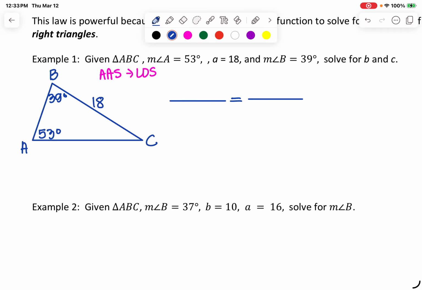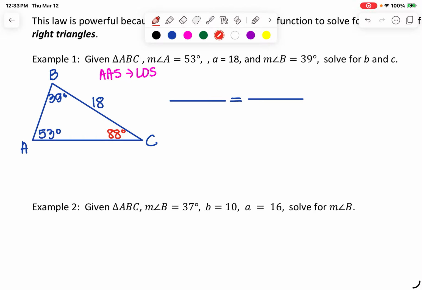All right, so first thing I'm going to do is find the missing angle in the triangle if I can, because I might need it. And guess what? I can. So I'm doing 39 plus 53, which is 92, and then 180 minus that, which is 88. I don't know why I said 38, 88 degrees. Okay, so 39, 53, 88.